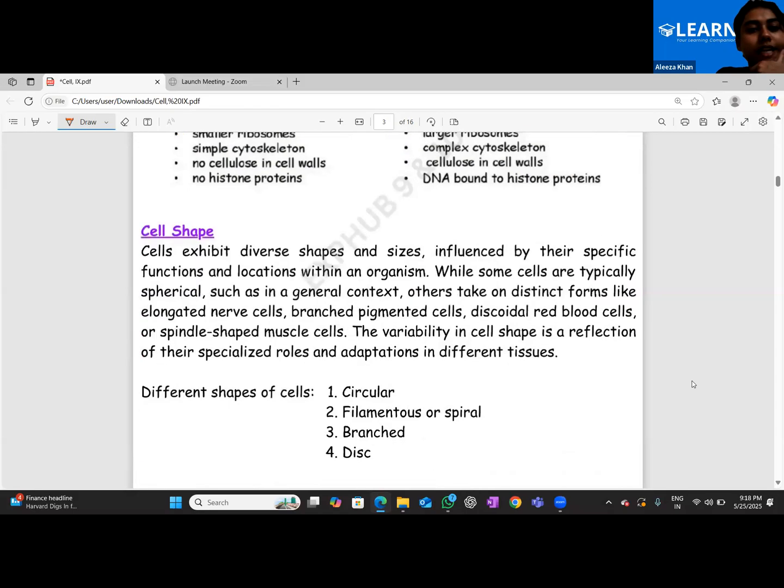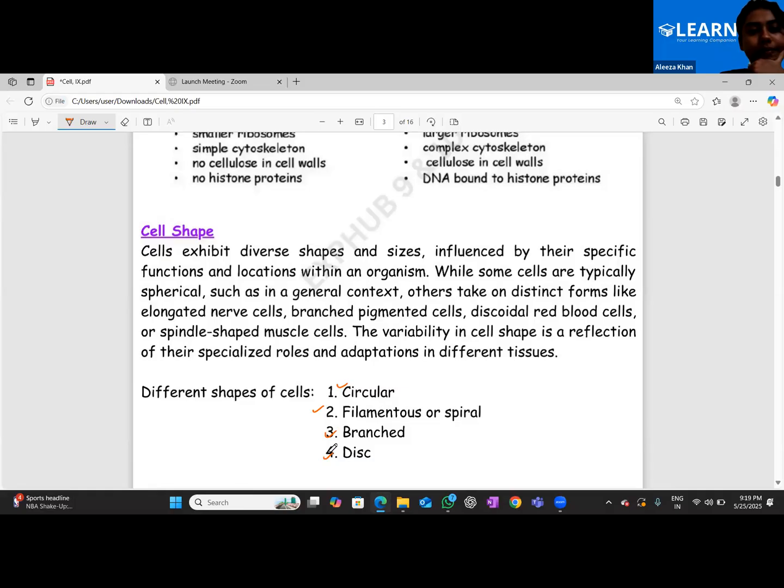Now let's talk about the cell shape. What could be the shape of the cell, Abdullah? Do all cells have the same shape? No. What type of shape do they exhibit? Different shapes of the cell include circular, filamentous or spiral, branched, or disc shape.